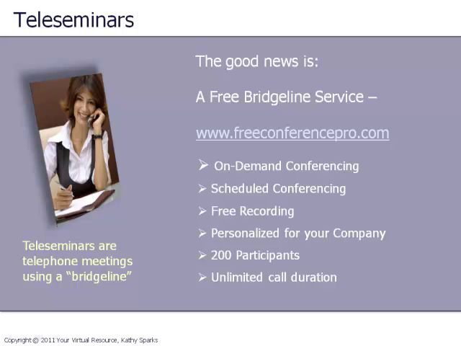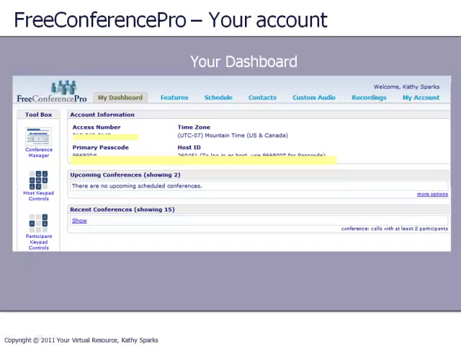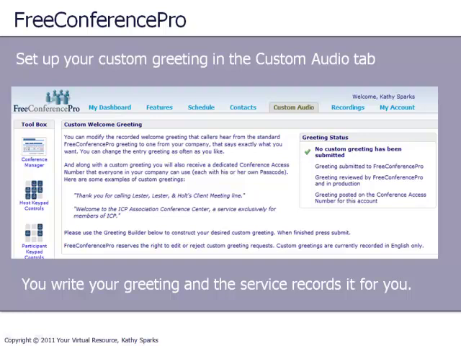And this is what your Free Conference Pro account looks like. This is your dashboard. So you get an access number, your primary passcode, and your host ID. You set up your custom greeting in the custom audio tab. You write your greeting and the service records it for you. So instead of saying, hello, you've reached Free Conference Pro Teleseminar, it'll say, hello, you've reached your company name. Thank you very much for joining us, and whatever you want to say.